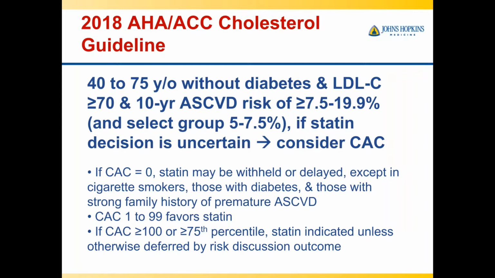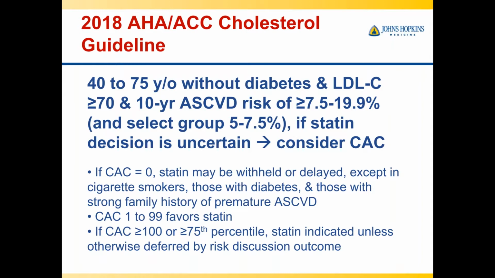they said selectively, not everybody in this group, but there may be some if they have a family history or something, and 5 to 7.5%. If after talking to the patient their risk is uncertain, you consider a calcium score. But the guidelines, I think, did point out that there are some groups where you may feel less comfortable with a coronary calcium score of 0. Particularly ongoing cigarette smokers, patients with diabetes, those with a really strong family history. You may feel a little bit less comfortable deferring therapy with a coronary calcium score of 0.